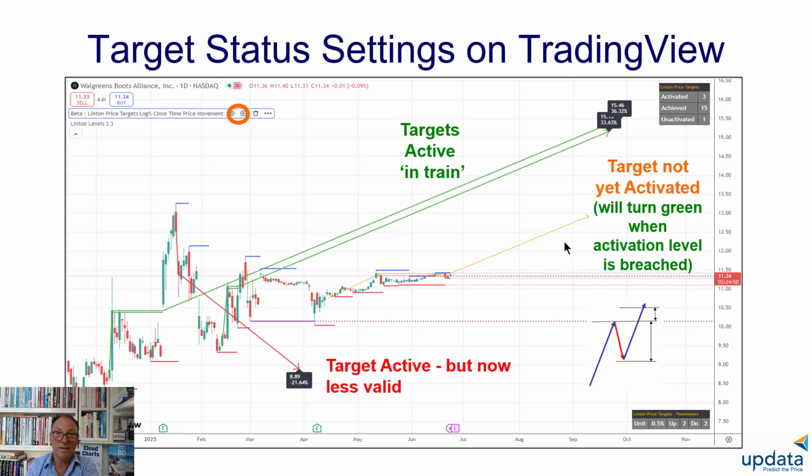If you like, it's get ready to go, like sitting at the traffic lights, but you normally wait for a target to be activated. So that's quite key. So here we see that target is yet to be activated, and here we have an active downside target, but it's now less valid as we're moving back into the area where the target was actually generated.